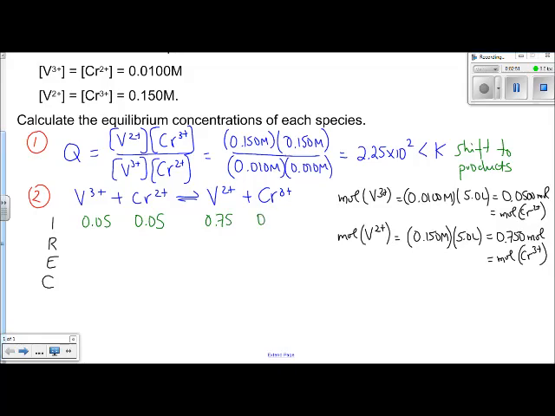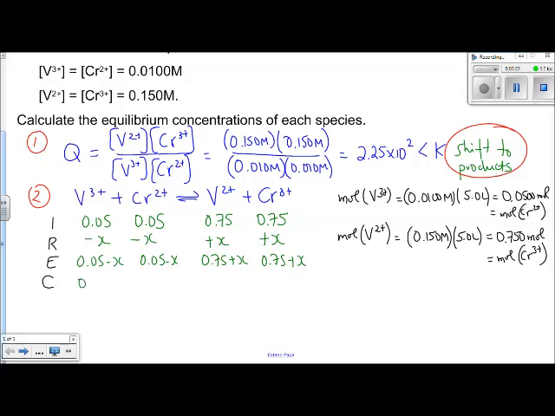From our calculation of Q, we know that we're going to have a shift to products, and so that shift we can just quantify as X for the moment. So plus X for each product, an additional amount of product, and minus X for each reactant. Reactant will be removed or depleted. So now at equilibrium, we keep X in the equation, so 0.05 minus X for each of the reactants, and 0.75 plus X for each of the products.